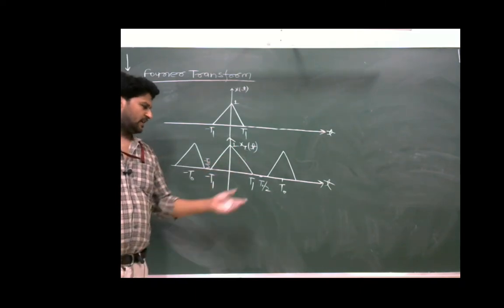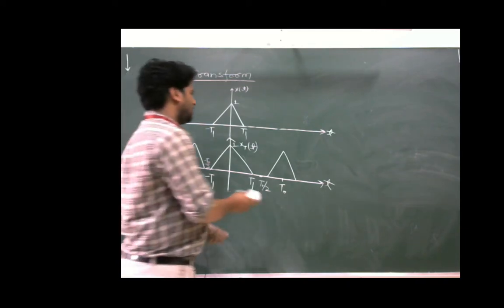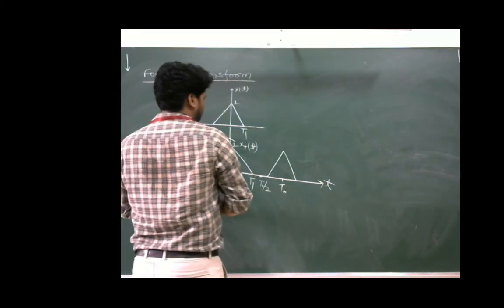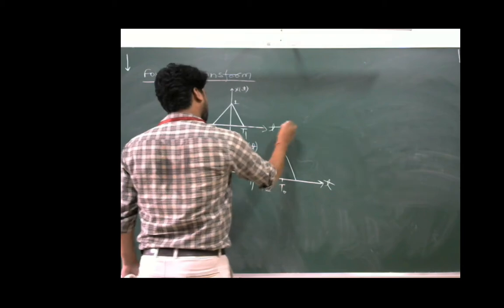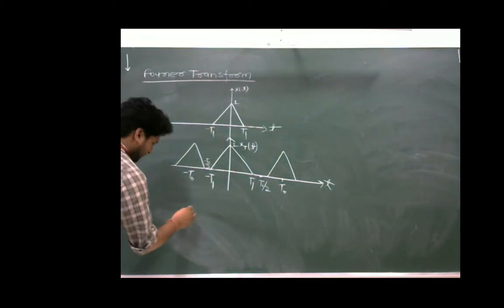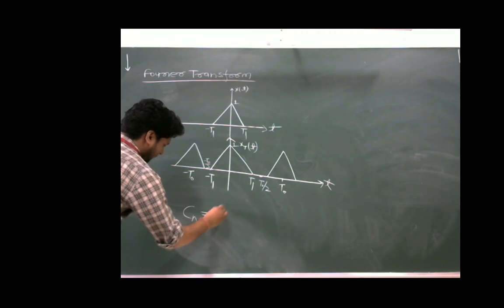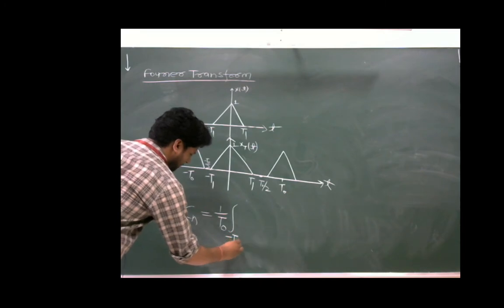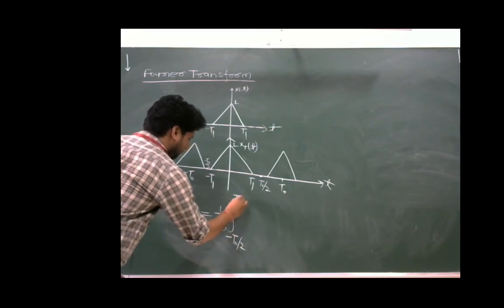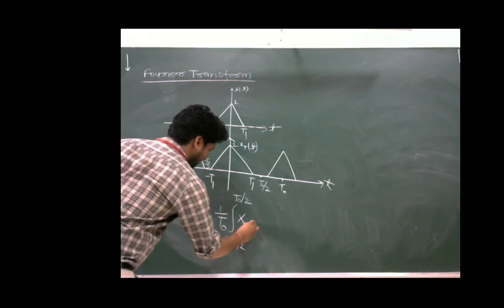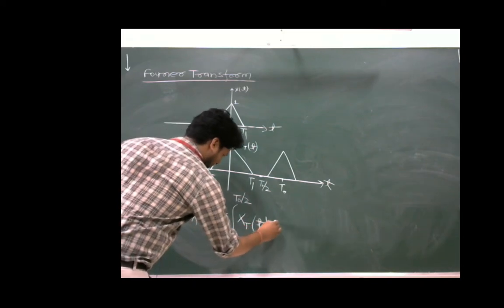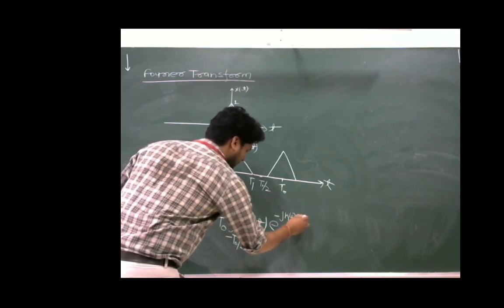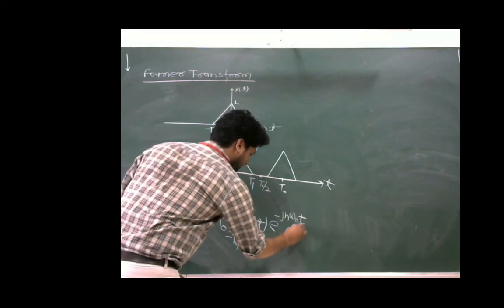Because this is a periodic signal, we can write the exponential Fourier coefficient for this signal. We can write Cn as 1 by T naught, integration over one time period, suppose it is minus T naught by 2 to plus T naught by 2, x subscript T of t into e power minus j n omega naught t dt.